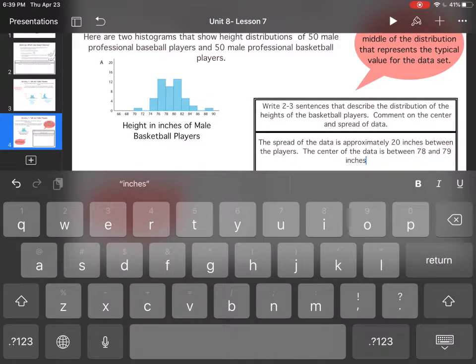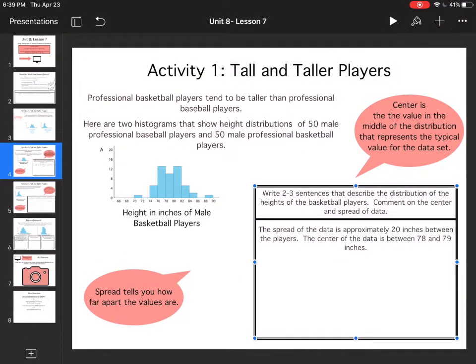I'm basing that on the bars, and when I look at that middle bar that goes between 78 and 80, the other bars make up the other halves, so that would be about our center. That'd be about the middle of our data. Okay, so the spread of the data is approximately 20 inches between the players, and the center of the data is between 78 and 79 inches.